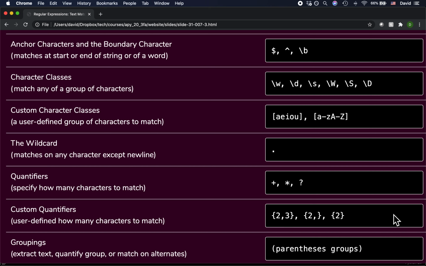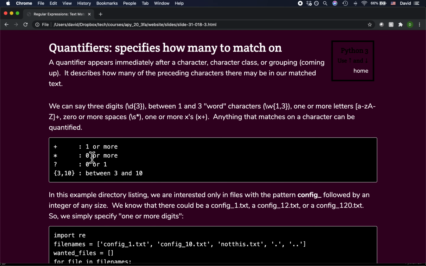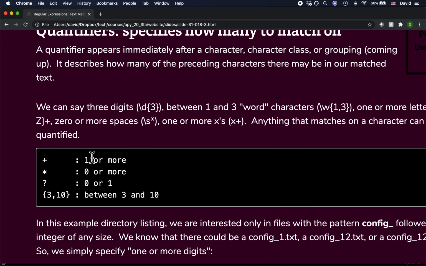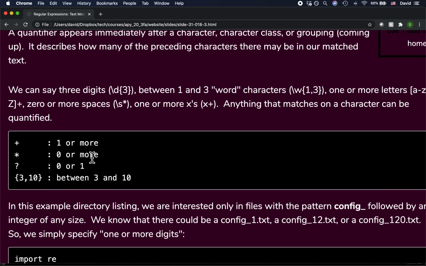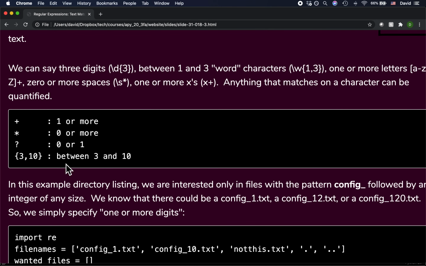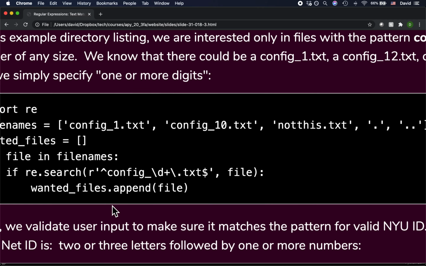So in our first video, we looked at the anchors and the character classes. And now let's continue on with the quantifiers, which specify how many. There are some built-in quantifiers. These quantifiers say 1 or more, 0 or more, or 0 or 1. And then we also have custom quantifiers, which specify how many in their own way. Let's look at an example here.